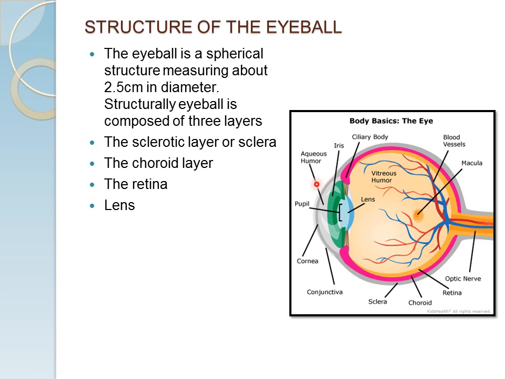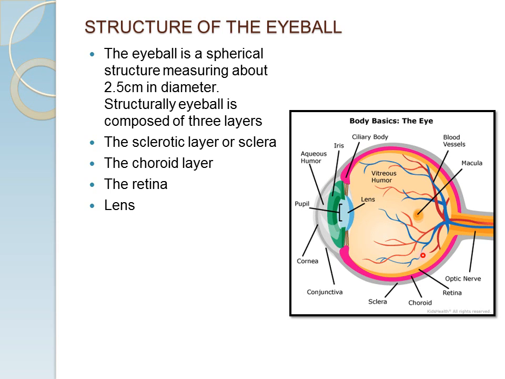Here, see the diagram. This is our eyeball. Now the eyeball is mainly a spherical structure measuring approximately 2.5 centimeters in diameter, and structurally the eyeball is composed of mainly 3 layers.